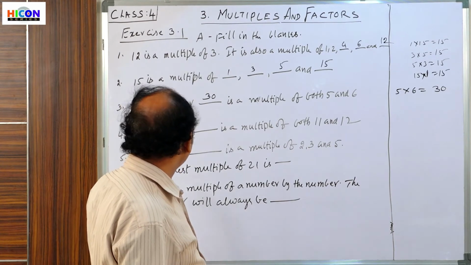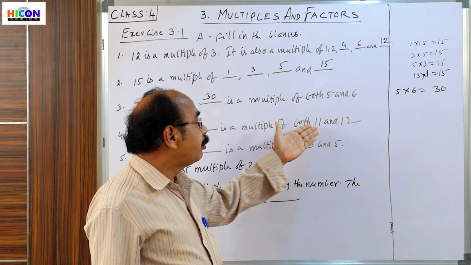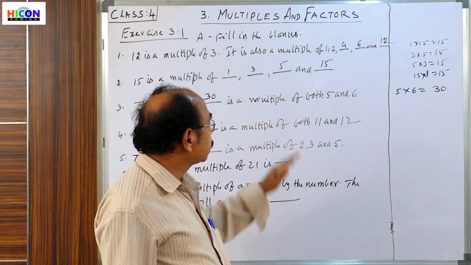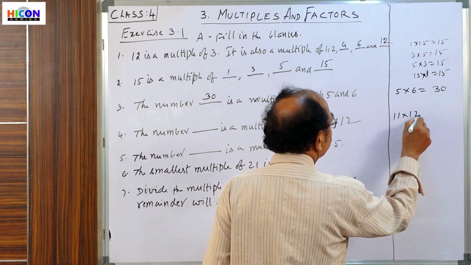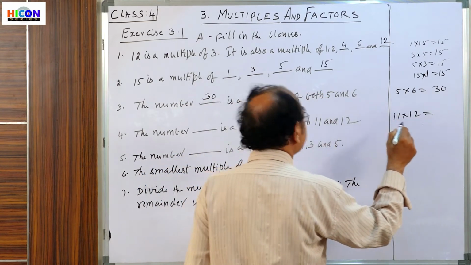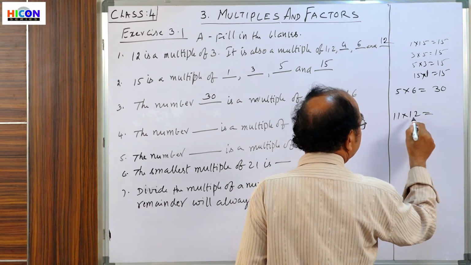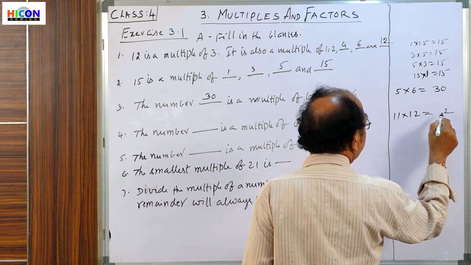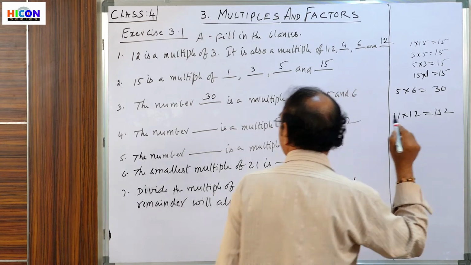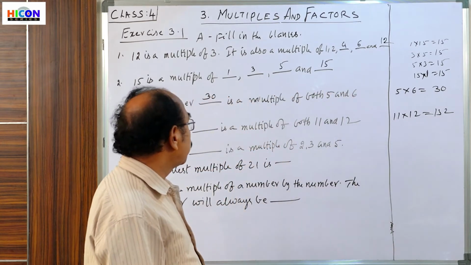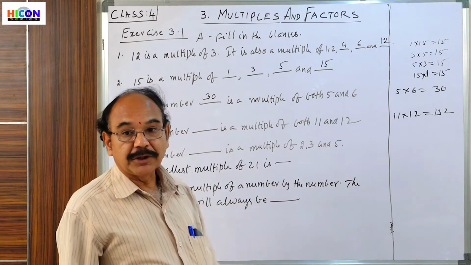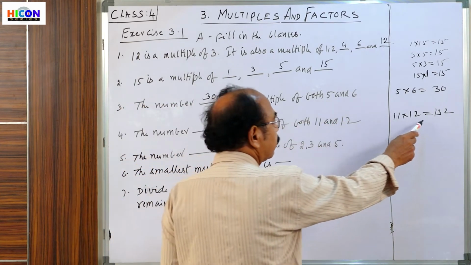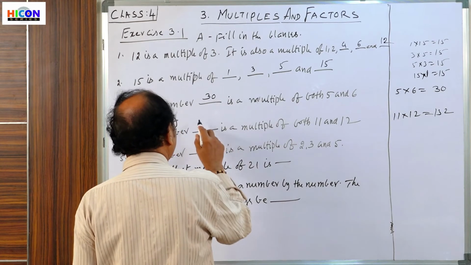Next one, see. The number dash is a multiple of both 11 and 12. Just like that, 11 into 12, how much? 132. 11 2s are 22, 11 10s are 110, 110 plus 22 is 132. 132 is a multiple of both 11 and 12. See children, 11 into 12 is equal to 132.